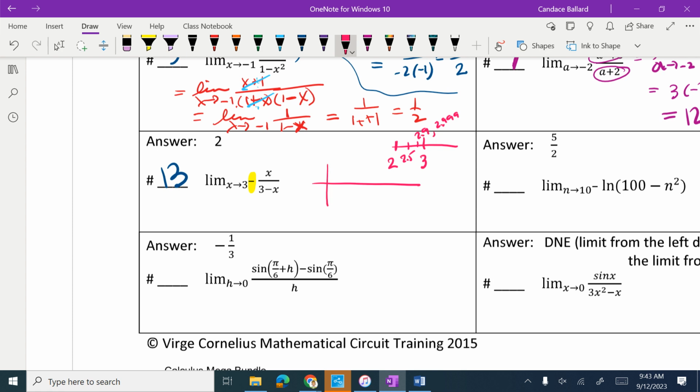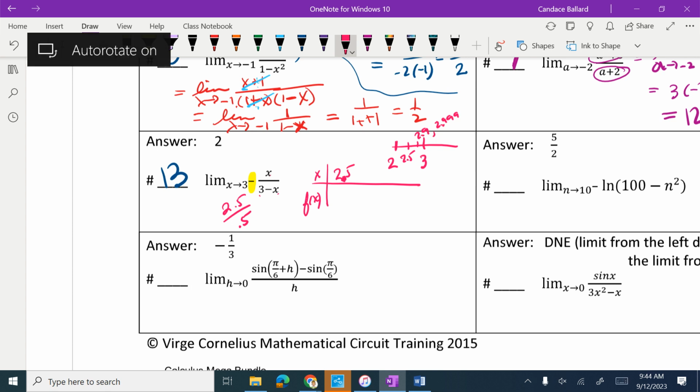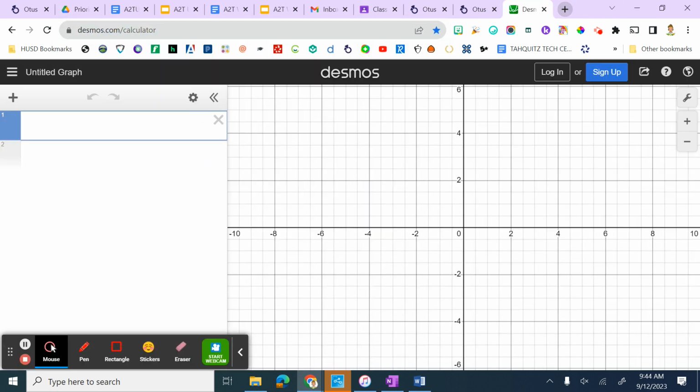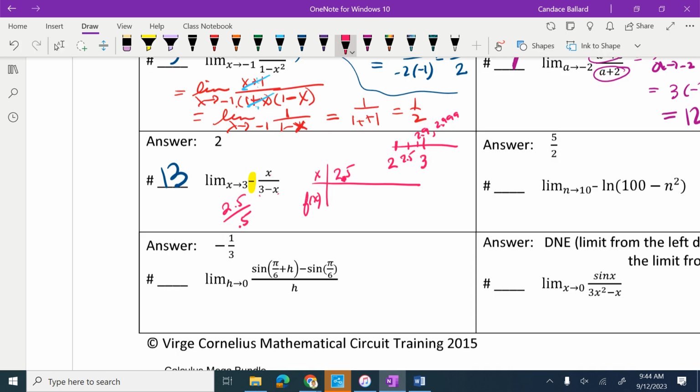So I'm going to use a table. I'm going to go x, f of x. My first x I'm going to try is 2.5 because that might be fairly easy to calculate. So I have 2.5 over what's 3 minus 2.5? 0.5. Okay, what's 2.5 divided by 0.5? It should be somewhere around 5. 5 divided by 0.5. 5. It's the first thing I said. Okay, so that one's 5.